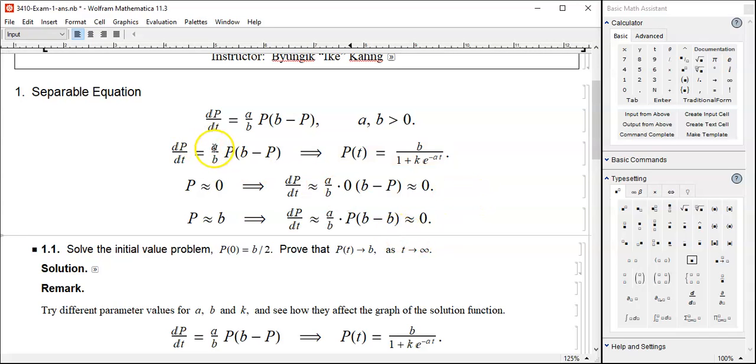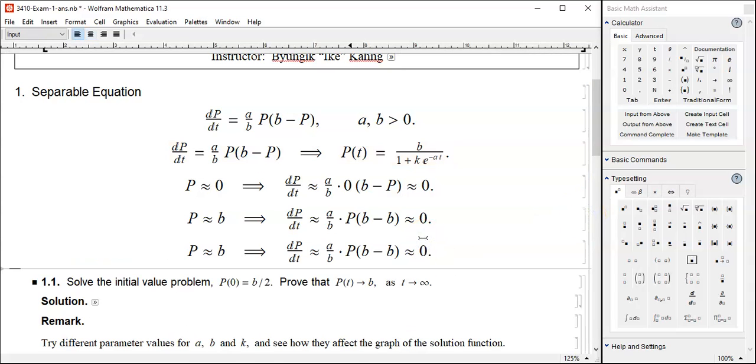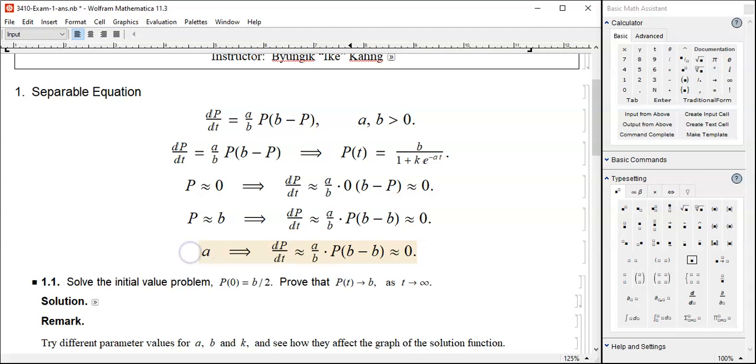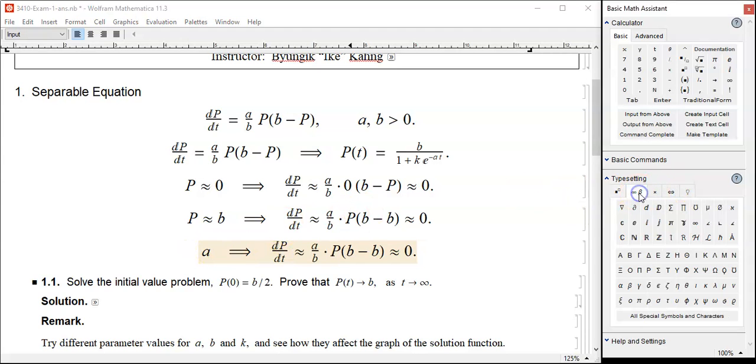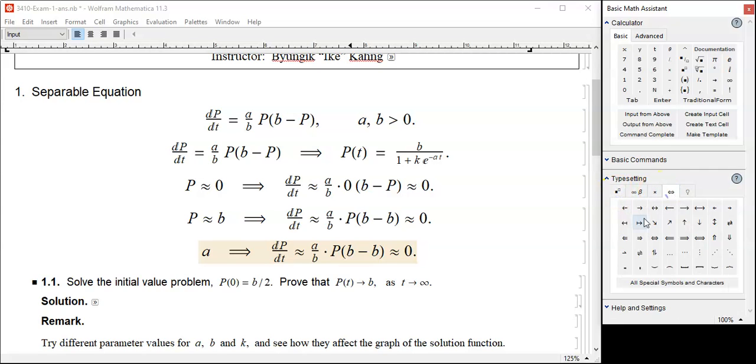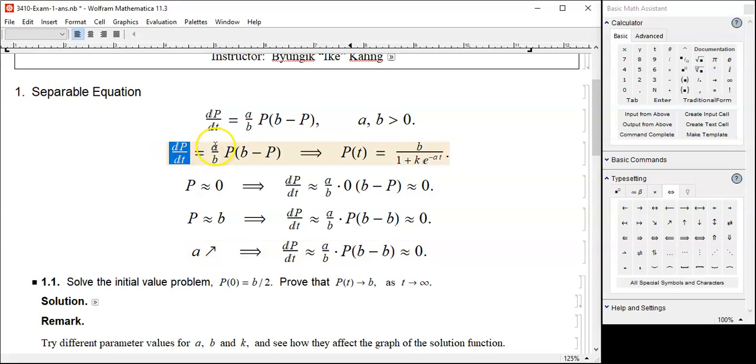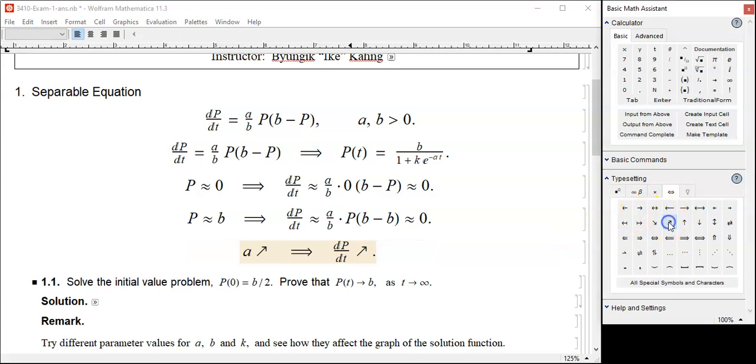Now, how about the role of A here? Well, if all things are equal, P is the appropriate population and B is fixed, then we are going to get this kind of conclusion here. If A gets bigger, then what happens to dP over dt? This is a bigger value, everything else being equal. Consequently, what do you get? The derivative, or growth, will also increase.